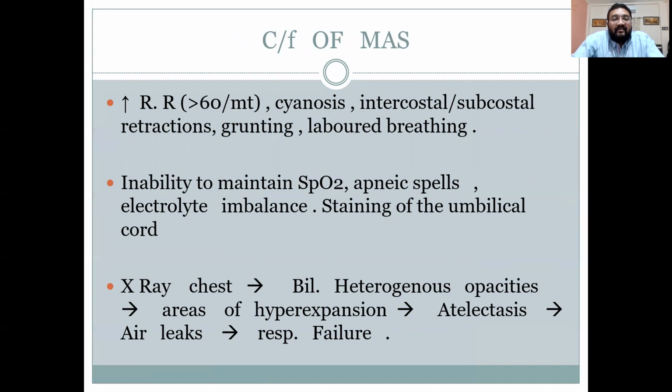What are the clinical features? Again, tachypnea, that is respiratory rate of more than 60 per minute, cyanosis, intercostal and subcostal retractions, grunting, and labored breathing. Child is often unable to maintain SpO2 on room air. Apneic spells can occur. Dyselectrolytemia is common, and there is staining of the umbilical cord in babies who have thick meconium at the time of birth. X-ray in such a baby will show bilateral heterogeneous opacities, areas of hyperexpansion, atelectasis, air leaks, and respiratory failure.